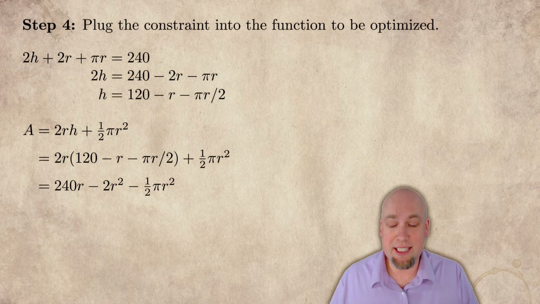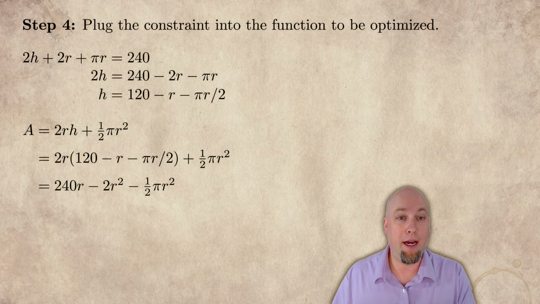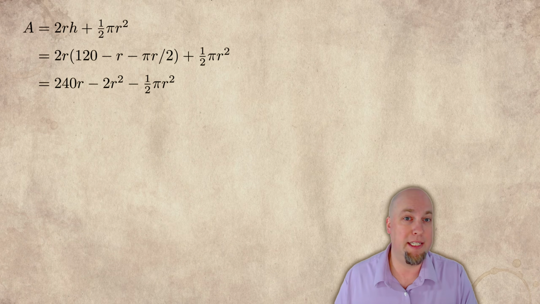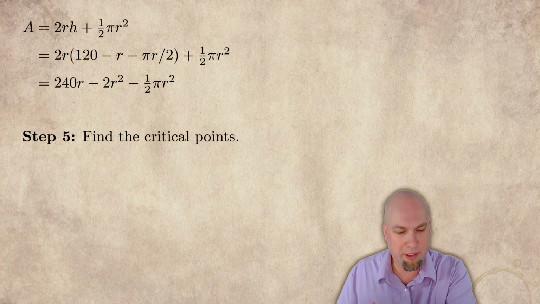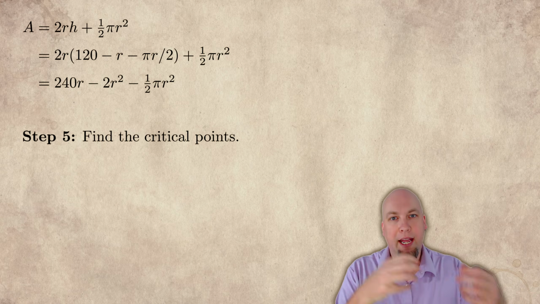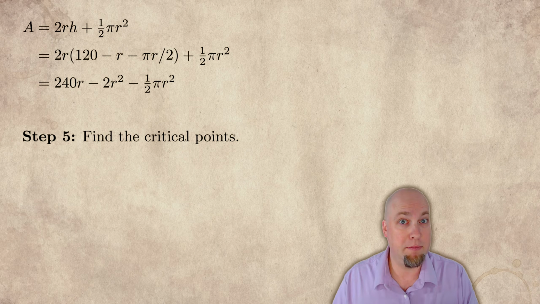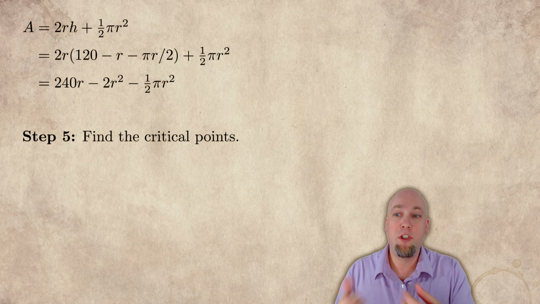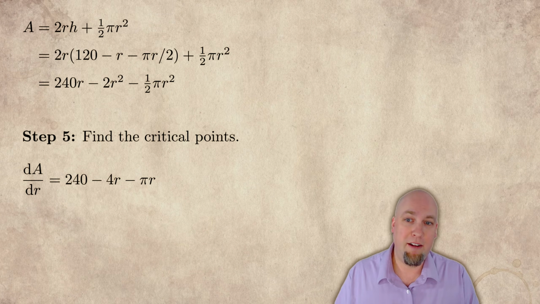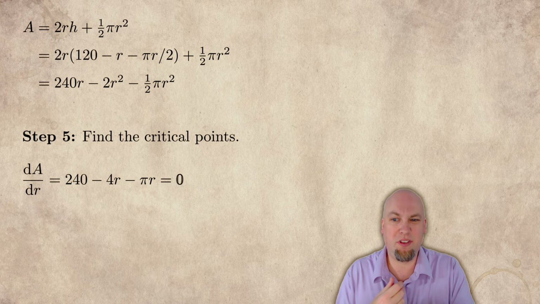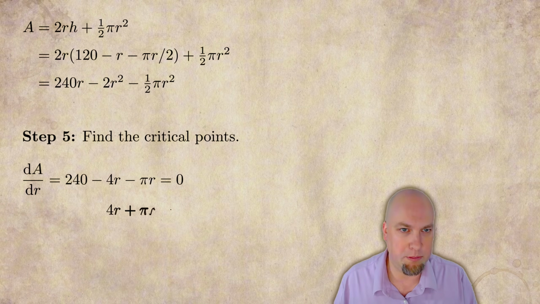And the great thing about this is that now that area formula depends just on one variable. So we can do all of our usual calculus of one variable stuff to optimize this function. In particular, we can find the critical points of this function. So take the derivative, find out where that derivative doesn't exist, and find out where that derivative is equal to 0. And that's going to be our starting point towards actually optimizing this function. So you take the derivative: 240r becomes 240, 2r squared becomes 4r, and 1 half pi r squared becomes pi r, and then just solve for r. Leave all the r's on one side, move everything else to the other side, rearrange and solve. It's just algebra from that point on.